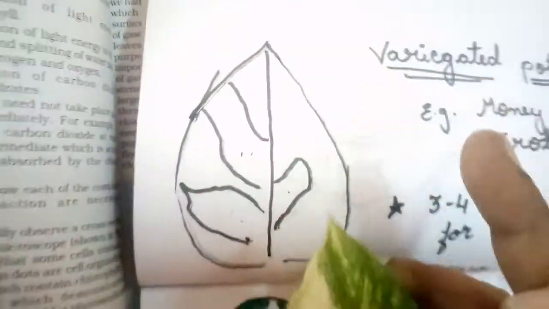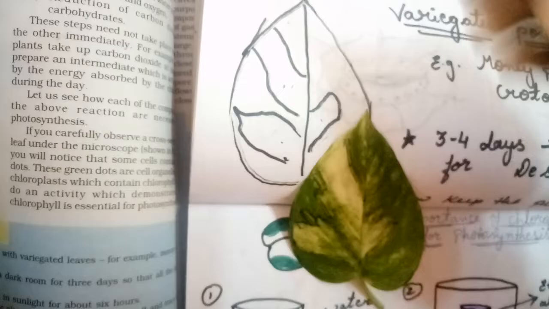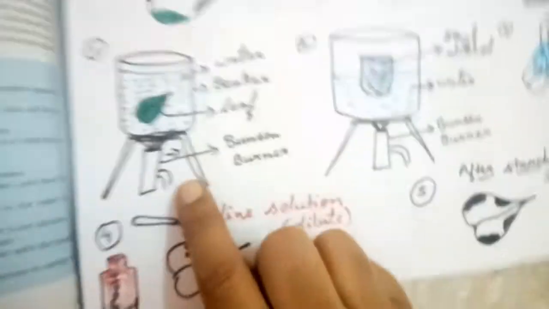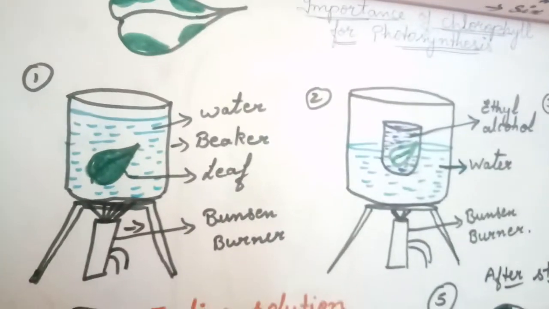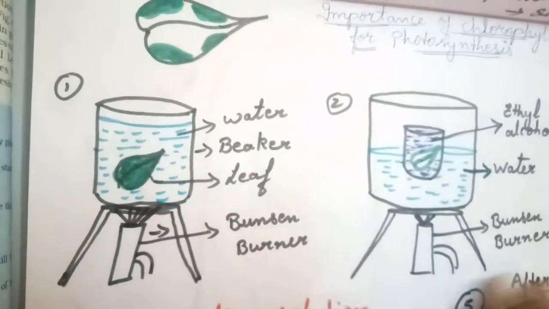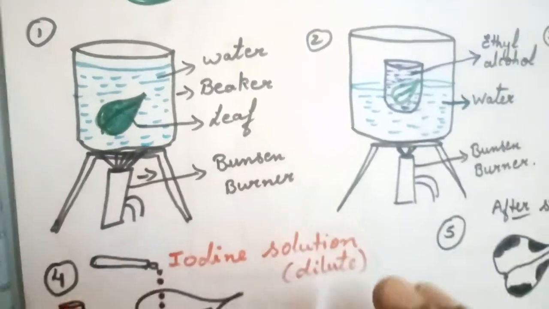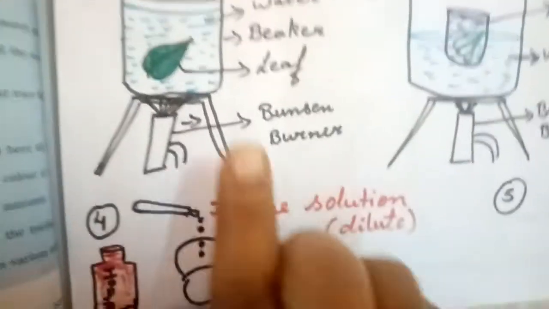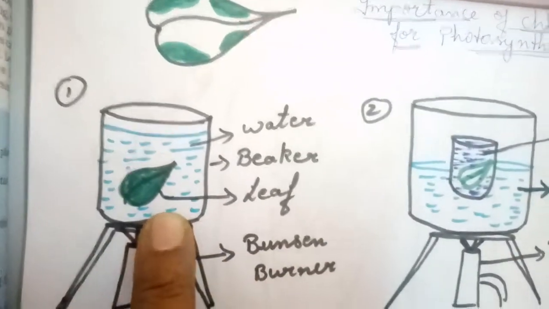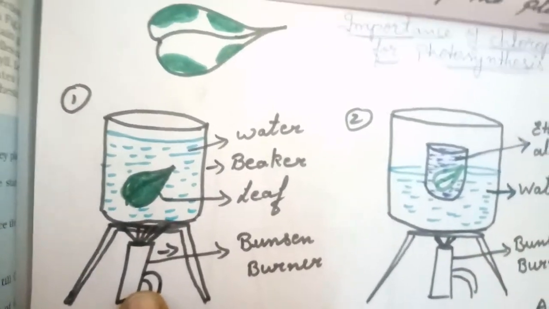Okay, now what you have to do is, after we have plucked this leaf from the plant, in the first step, see, here I have drawn the pictorial representation. I have shown this experiment because at present I don't have any materials, so I'll explain orally what materials we need for this experiment. So we have to take a beaker containing water, okay, and a Bunsen burner.